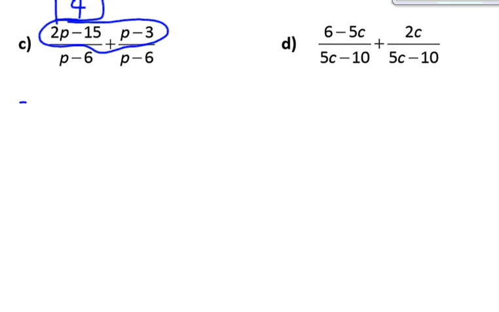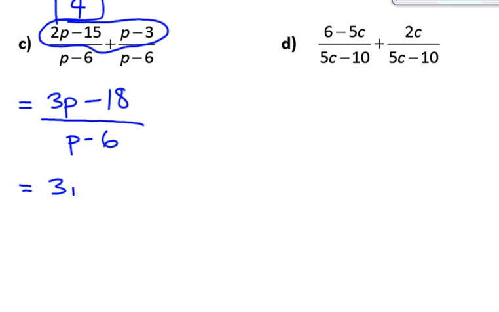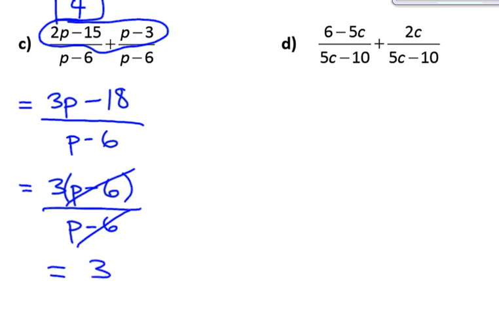So when you add the like terms, we have 2p plus 1p is 3p. And then negative 15 plus a negative 3. Those are both negatives, so when we add two negatives, we're only becoming more negative, and 15 and 3 become 18. Then, in the denominator, the p minus 6 stays the same. Now we factor. 3 comes out in the numerator, so we have 3 times p minus 6. And p minus 6 in the denominator does not factor. And so now the p minus 6's can cancel, leaving us with a 3 in the numerator.